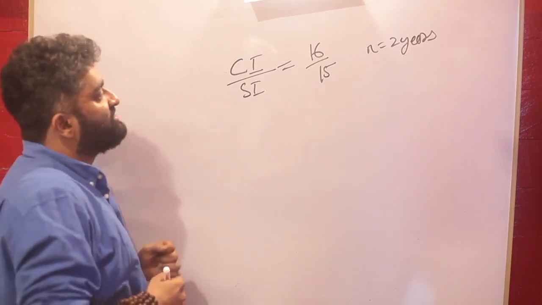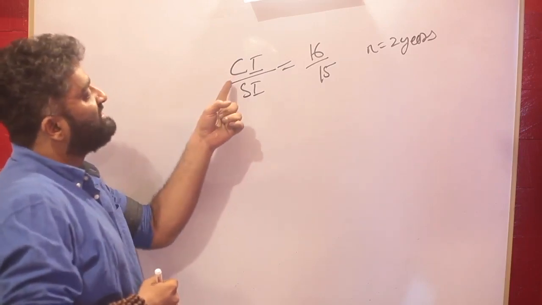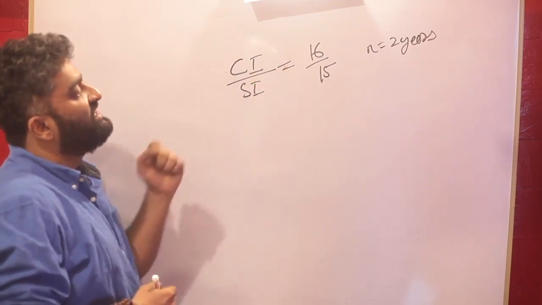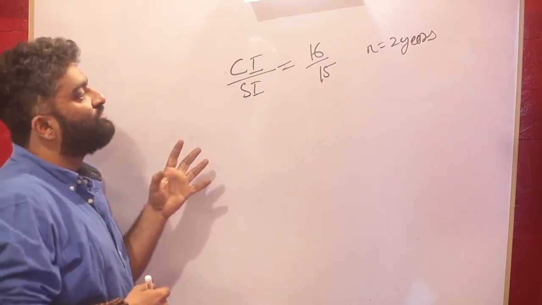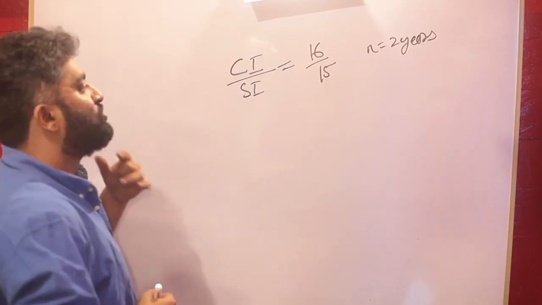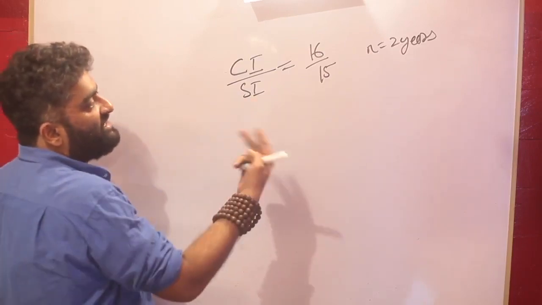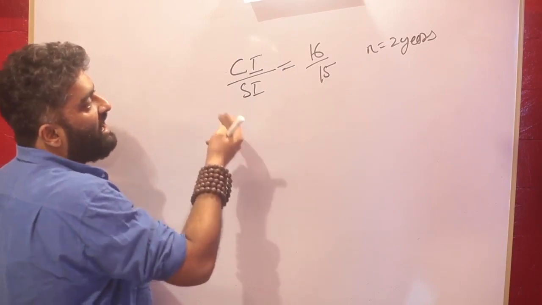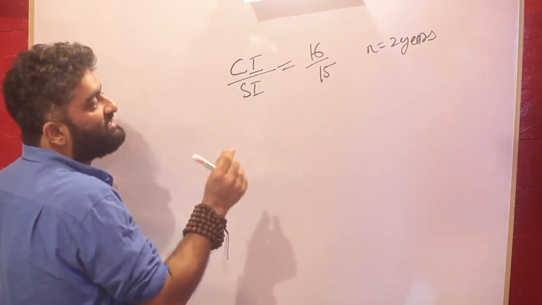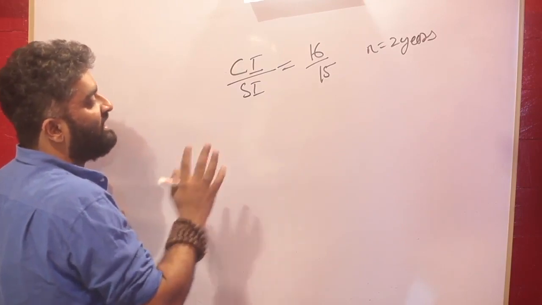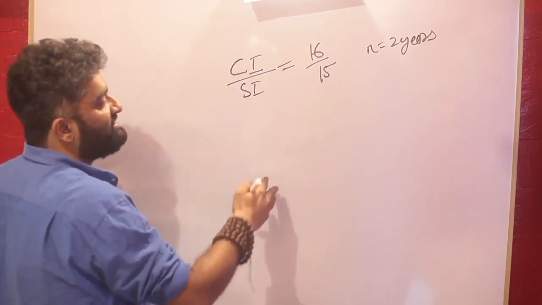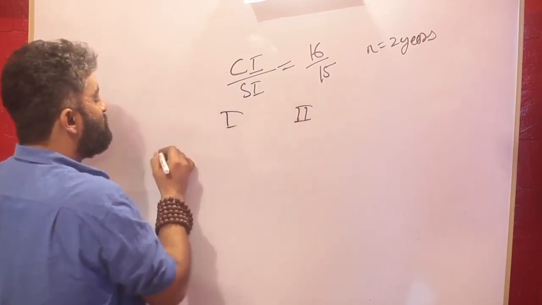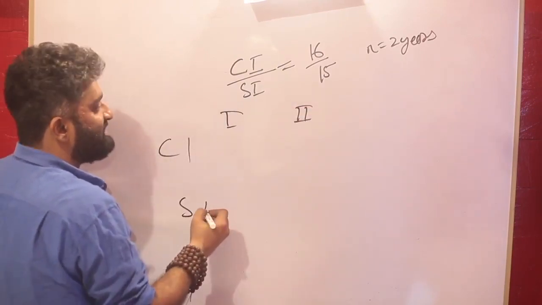Okay, let's try this question. It says the ratio of CI upon SI after 2 years is 16 by 15, right? That is the only information given to us. So we have just done the idea that what is the fundamental difference between CI and SI, and especially after 2 years, what is the change, what is the difference, right? So we did that idea. But let's try this. Let's form the same table. So this is year 1, this is year 2, this is CI and this is SI, right?